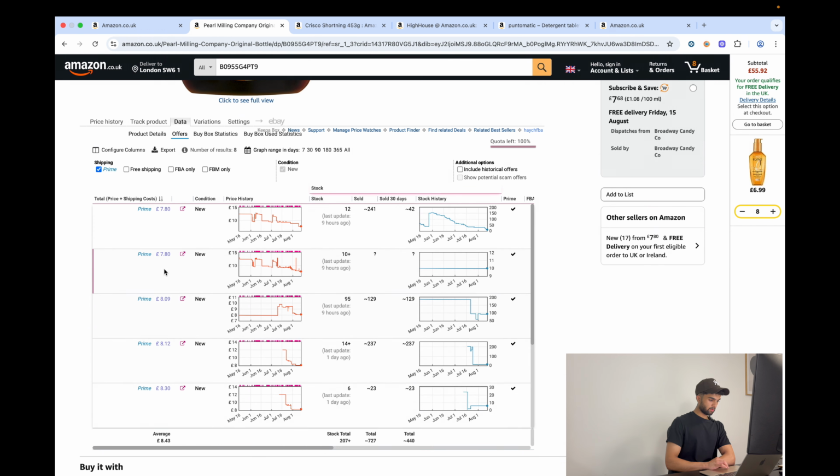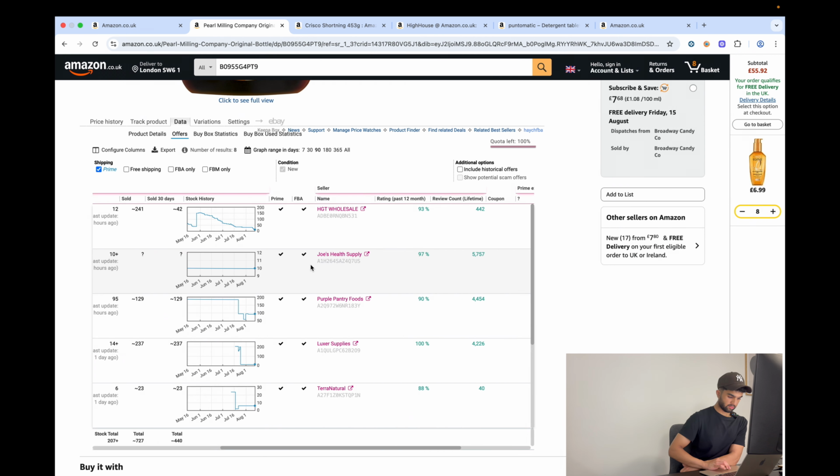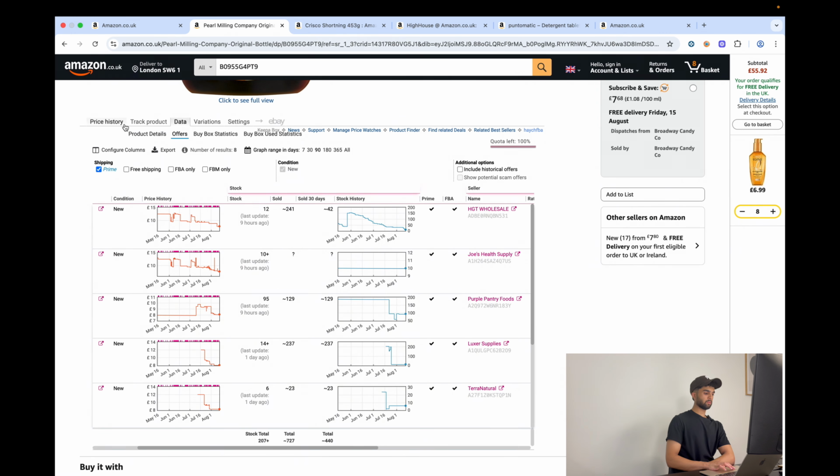By the looks of things, we have this company here who's been gradually tanking. July 30th, August 1st, they dropped to £8.30, whatever. Yeah, so these guys have been pretty much below everyone. So who's this? Joel's Health Supply.